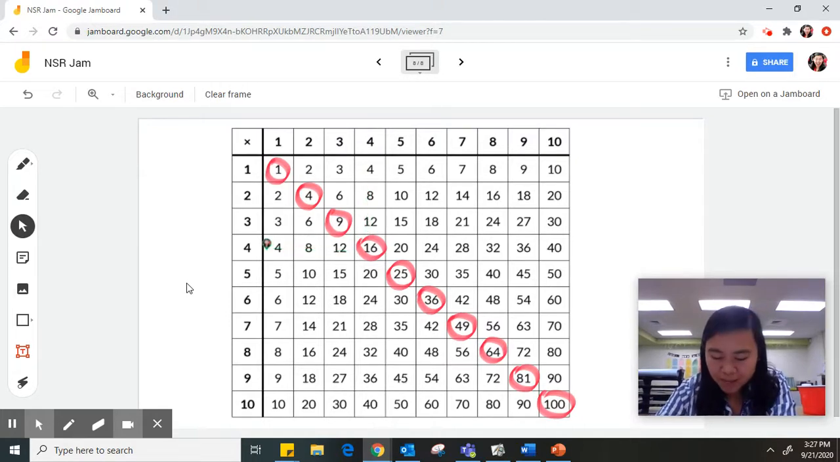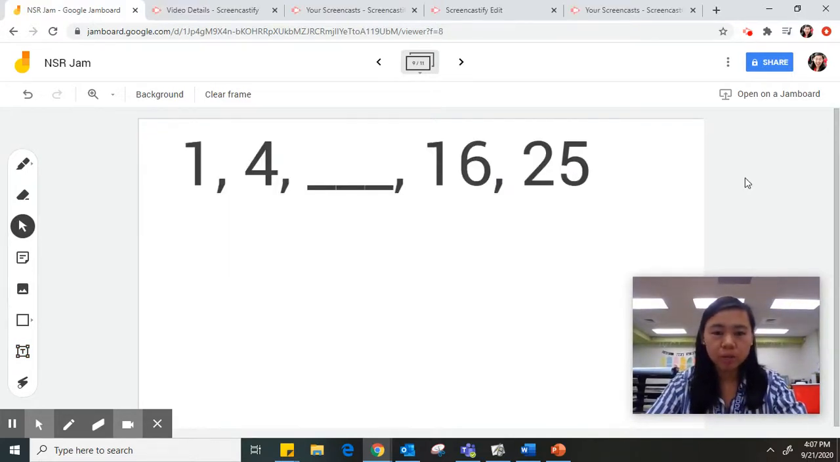This multiplication table ends at a 10 by 10, but could you make it an 11 by 11 square? You could. What about a 12 by 12? You could. All of those numbers are perfect squares. All right, so let's go over some possible questions on perfect squares. Out of these perfect squares, fill in the blank with the missing perfect square.